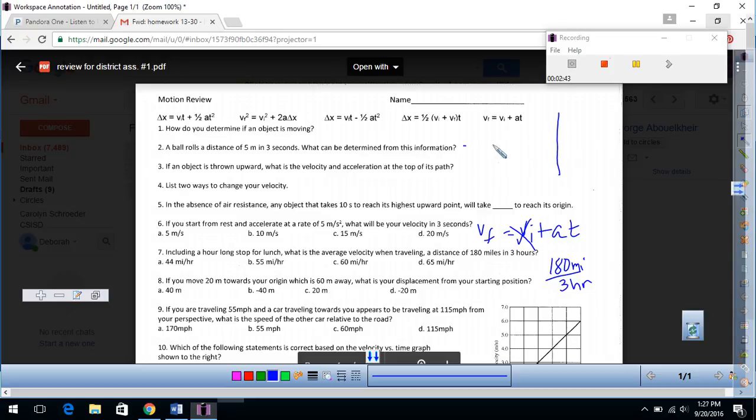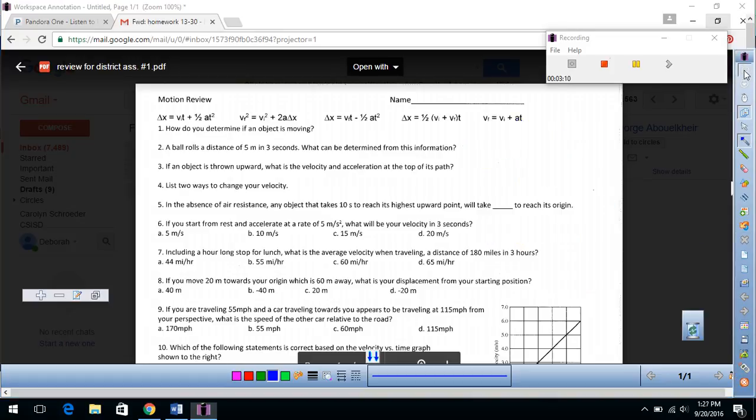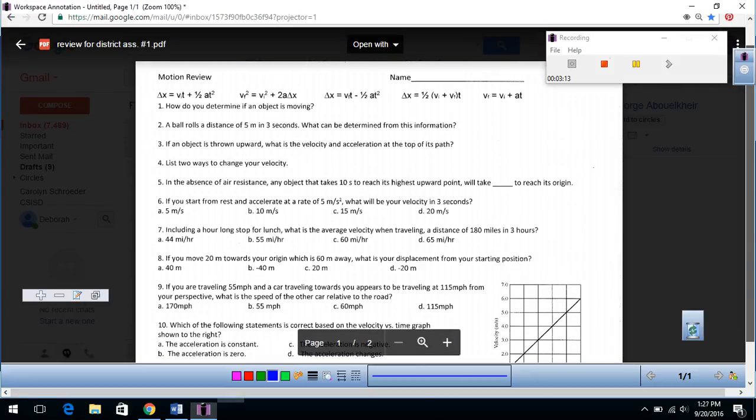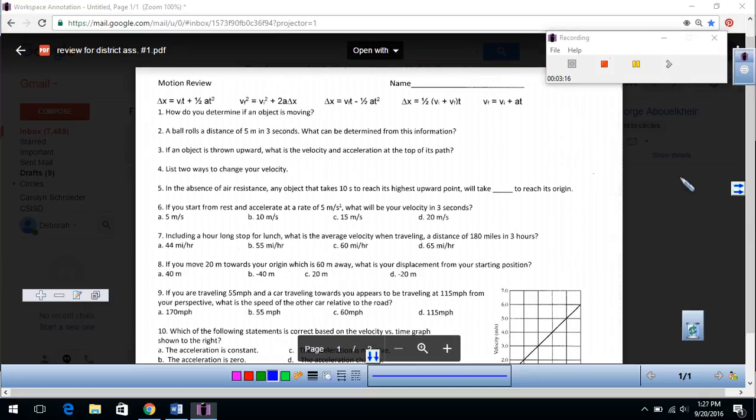All right, so I'm assuming this is my origin. This is my 60 meters. And I have moved 20 meters toward it. So now I am 40 meters away. So I'm 40 meters from the origin, but I'm 20 meters from my starting position. Okay. So I'm 20 meters closer to my origin. All right. Then number 8 says, if you move 20 meters, okay, we already did that.